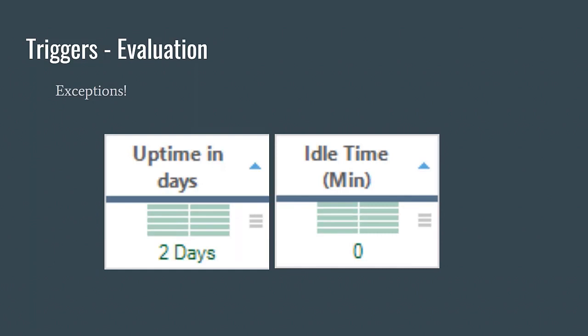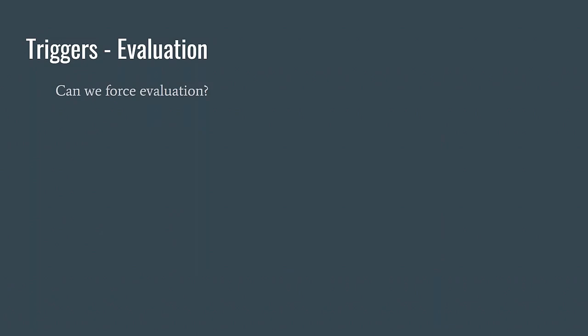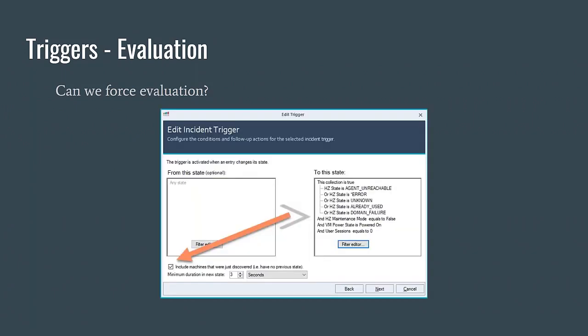So if we know we have to wait for a state change, is there a way that we can force the evaluation to test to see if the triggers can fire against all the resources that we have in our system? The answer to that is yes. We can force evaluation, and there's a couple tricks that we can do. The first is to make sure that when you create your triggers, you are adding this. This is available on all the triggers, not just machines, but it'll say processes or sessions that were just discovered, i.e. have no previous state.